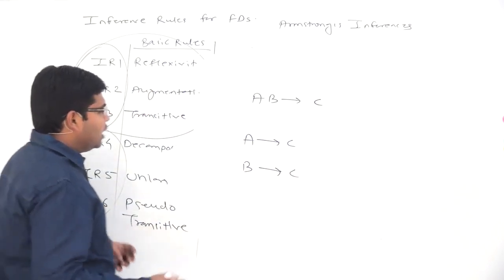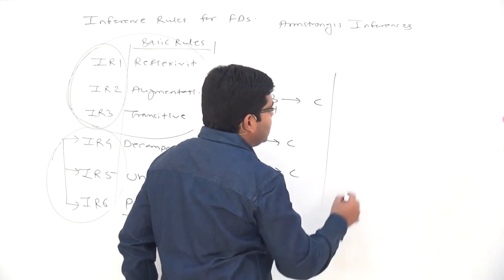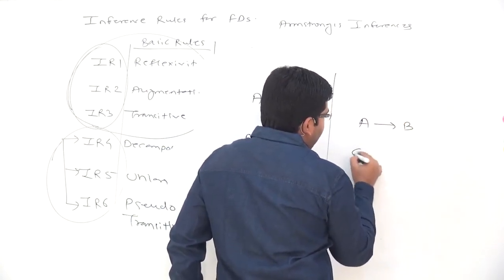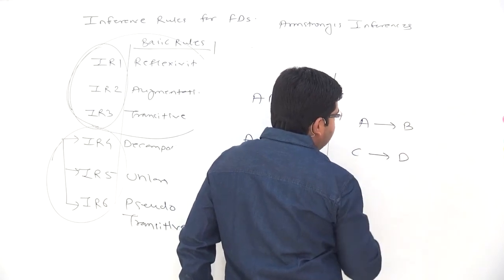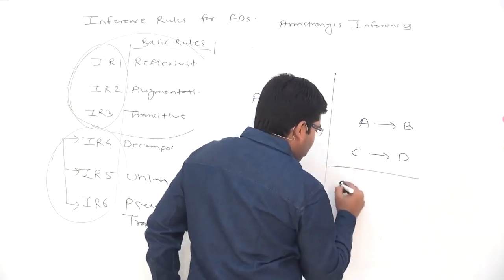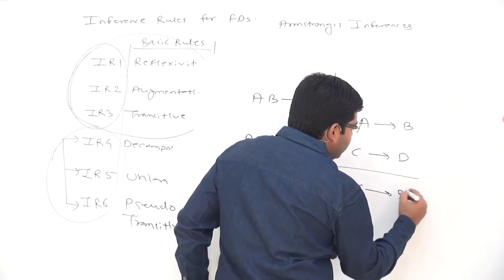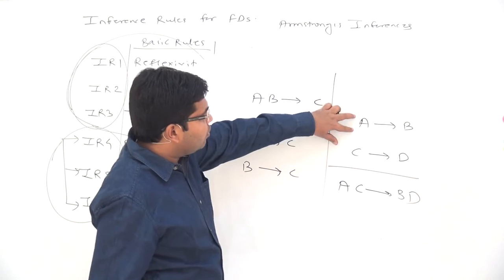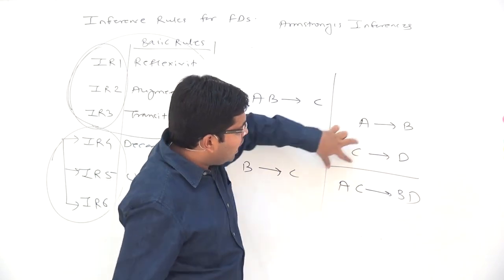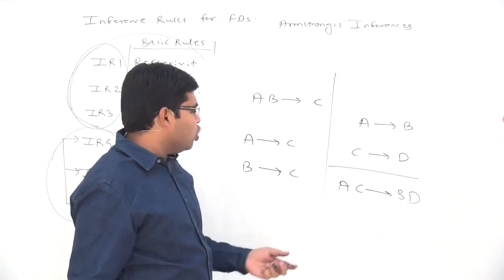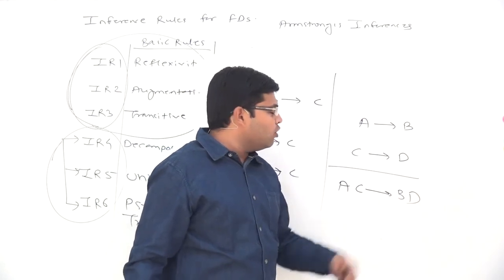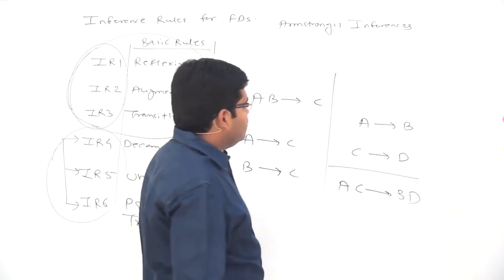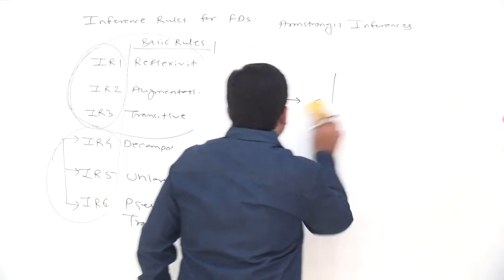However, let me check whether we can apply union in other cases. Say A gives B and C gives D, then you can have AC gives BD. You can take the union like this also. Whenever you have A gives B and C gives D with different left-hand sides, you can always go ahead and say AC gives BD. Fine, so that's all about the various inference rules.